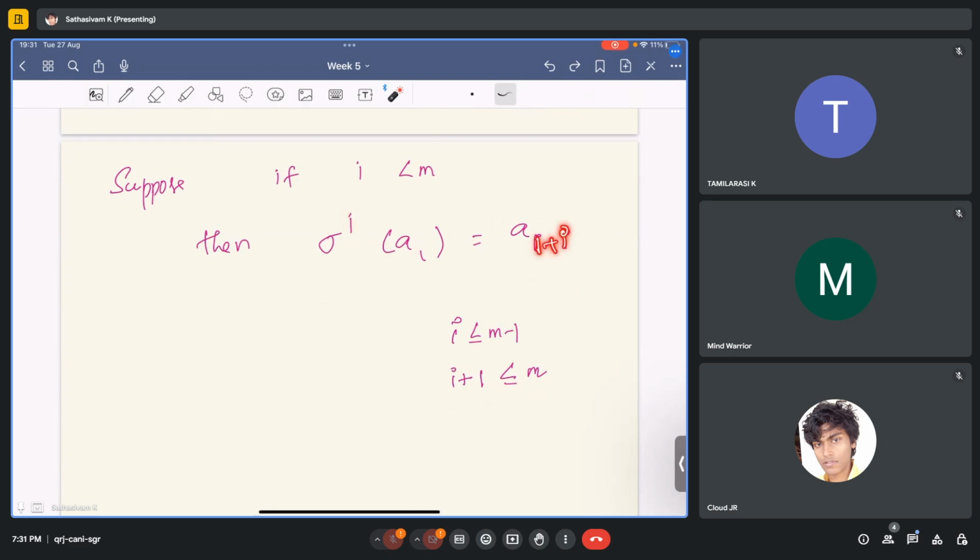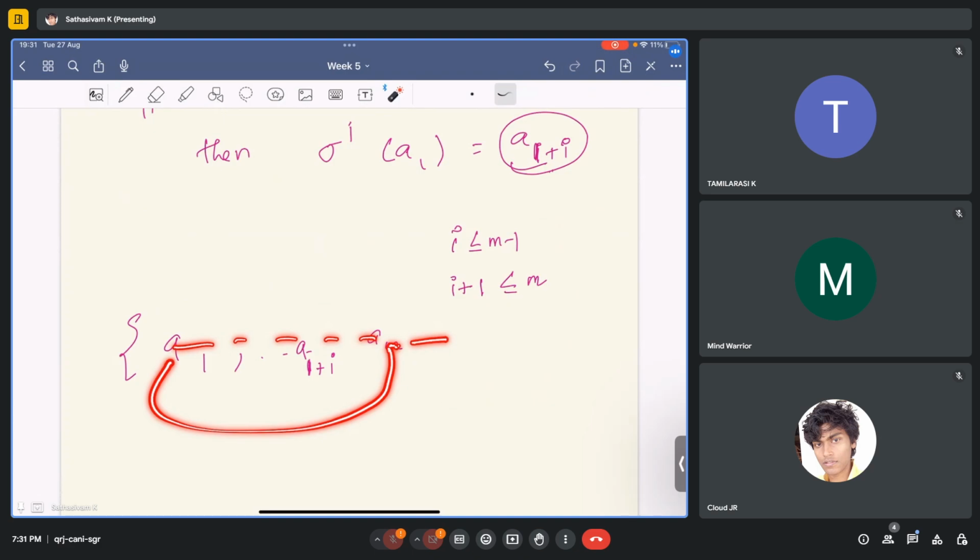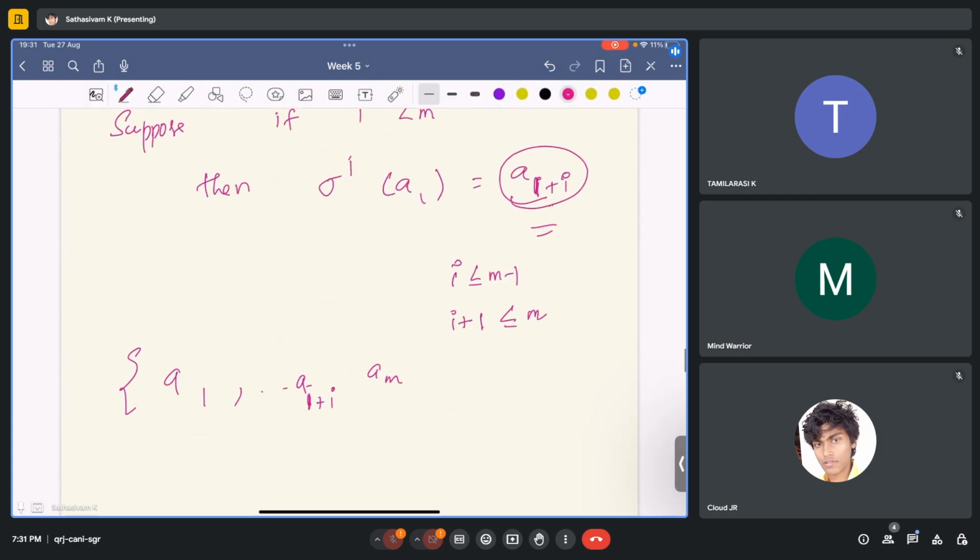A_{1+I}. Now, if you look at this A_{1+I}, it is not A_1. Why? Because A_{1+I} is one of the elements here. You have elements A_1 to A_M, and A_{1+I} is somewhere in between. So every time you go like this, if you reach A_1 and go further, the elements are all different. In this case, A_{1+I} is somewhere in between. So this is not equal to A_1.